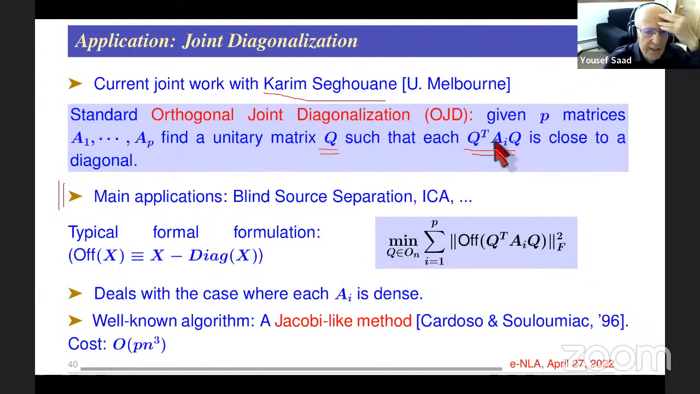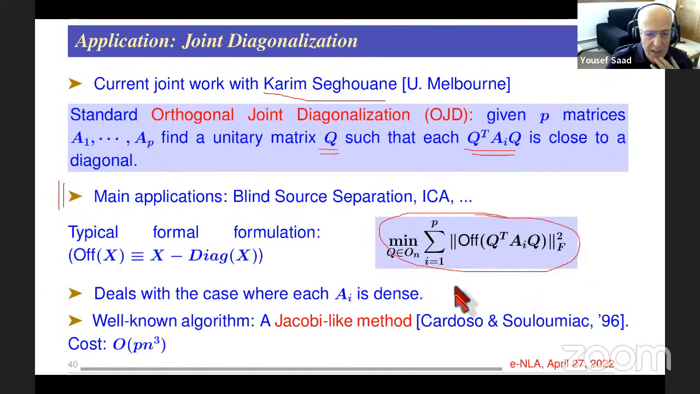Of course, you could do that with two matrices. That would be a generalized eigenvalue problem, right? But with more than two, it is not possible to get an exact fit. You cannot get the exact diagonal. And so you want to get something where you minimize the sum of the squares of the Frobenius norms of all the off-diagonal entries. That's what is used as a formulation. So that's the goal. Okay, so this deals with the case where A_i is dense.